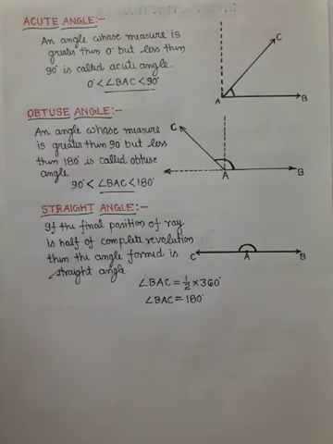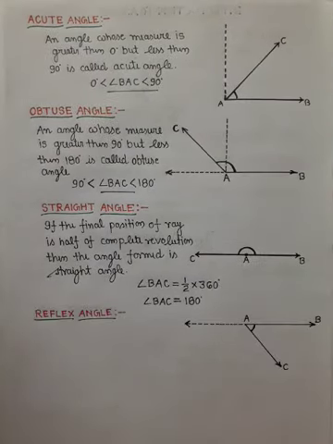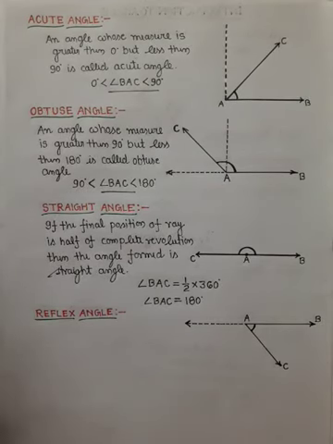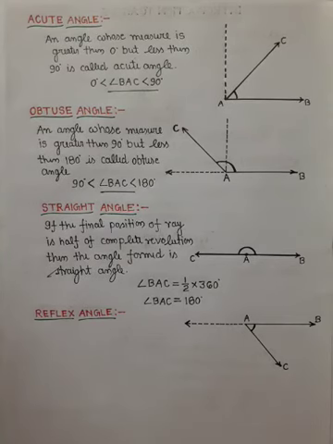Now we will consider one more angle, that is reflex angle. The basic property of reflex angle is that the amount of rotation is greater than 180 degree and less than 360 degree. Means the rotation will be greater than half of the revolution but less than one complete revolution.